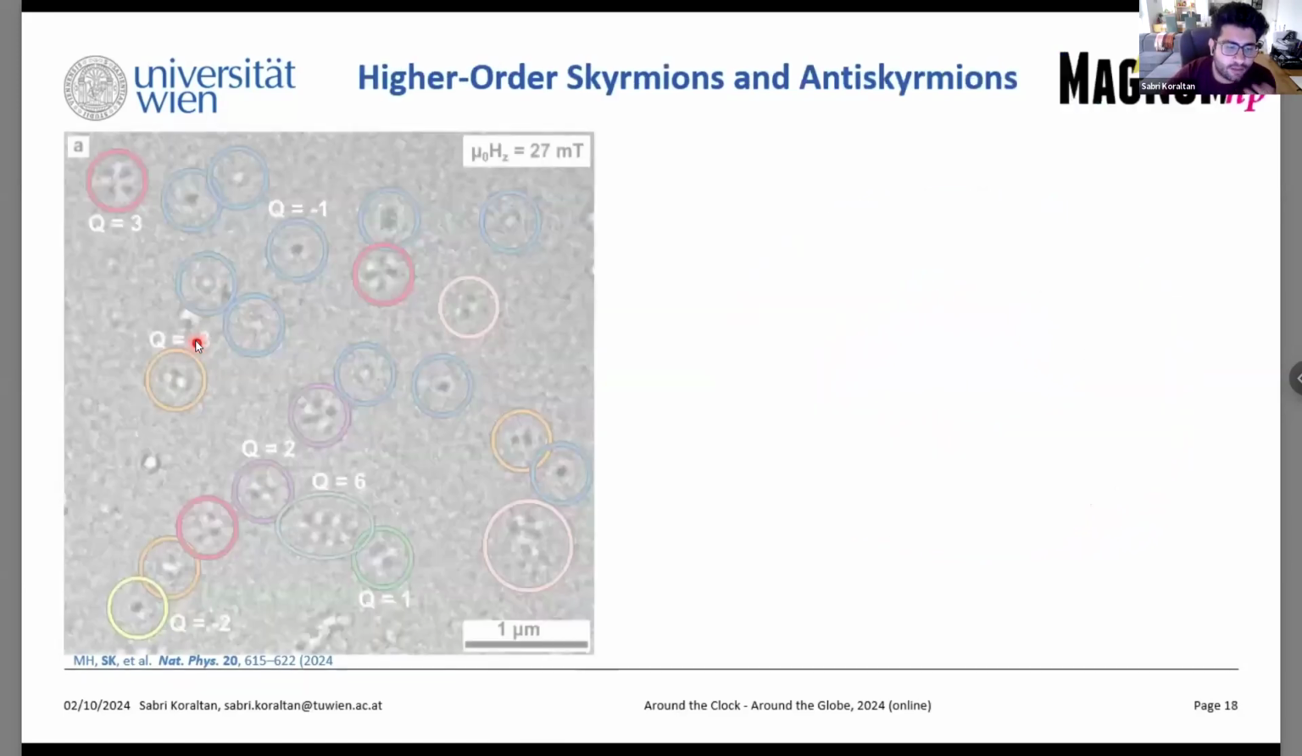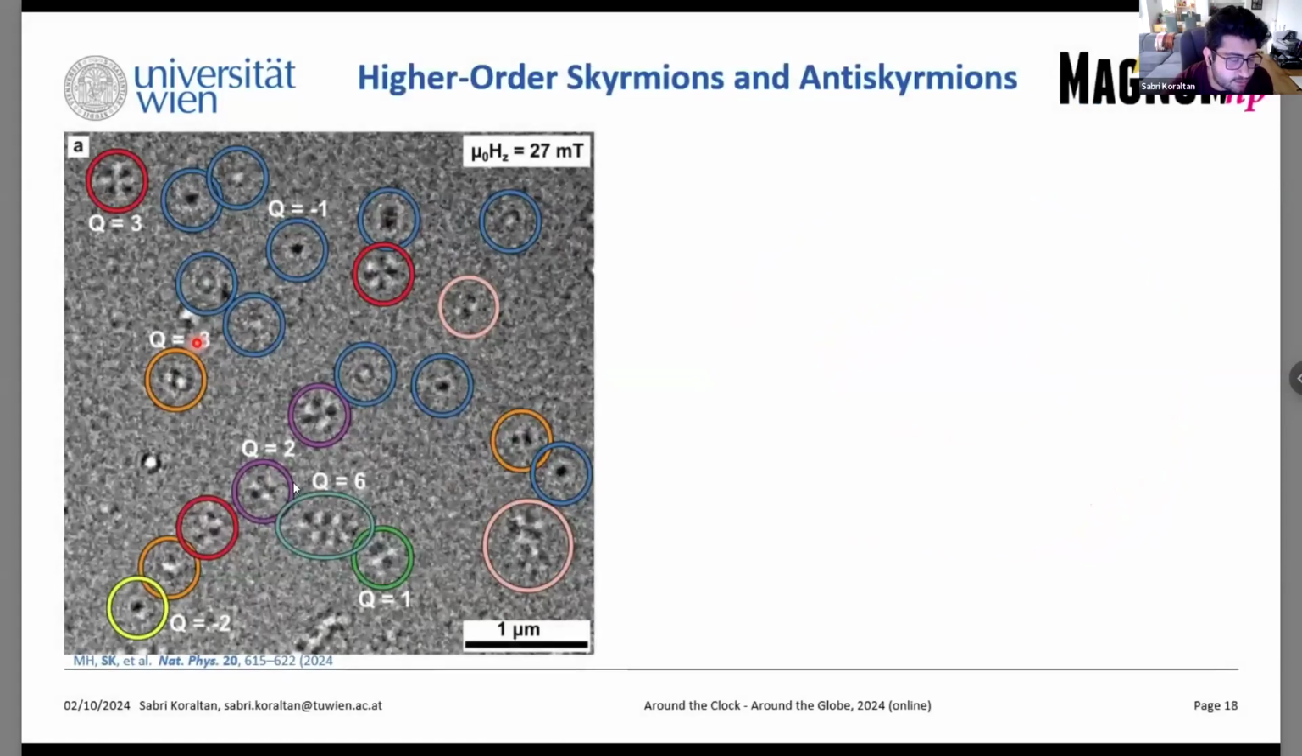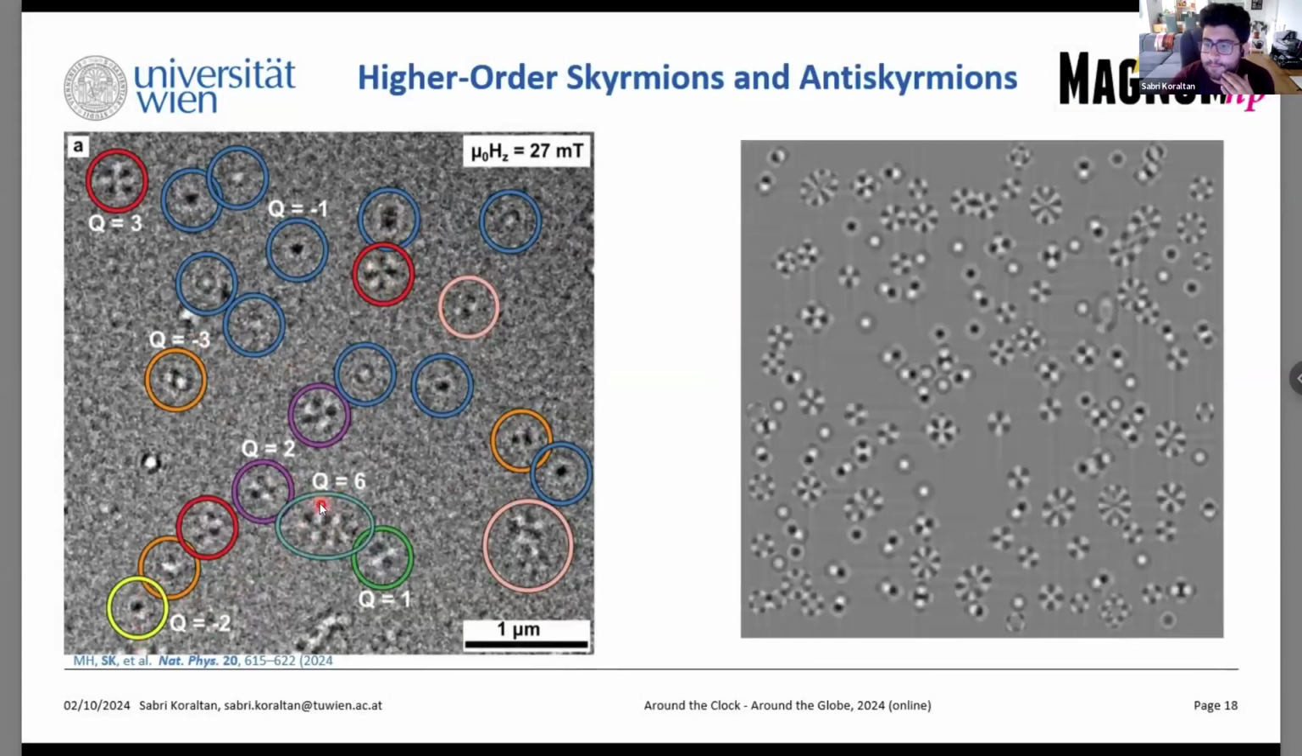And with our experimental results, we can see that they can coexist. So we have different types. So this is a third order antiskyrmion, for example. This is a biskyrmion. We also have a 6th order. And in the simulations, they appear even more, anywhere.